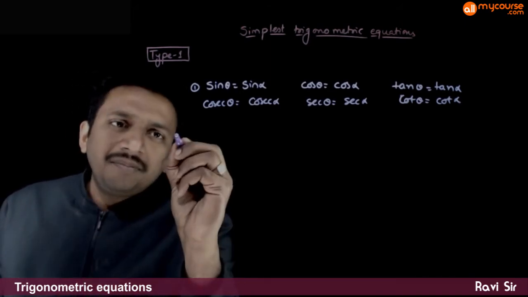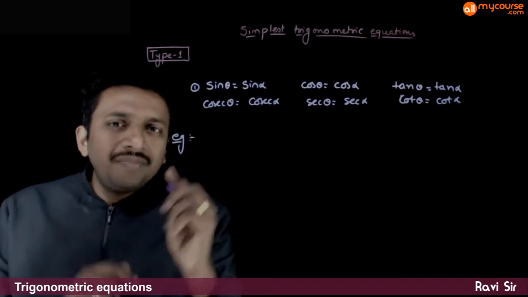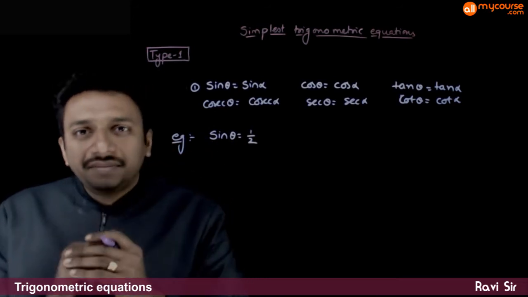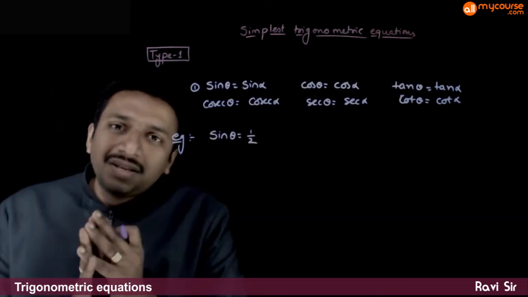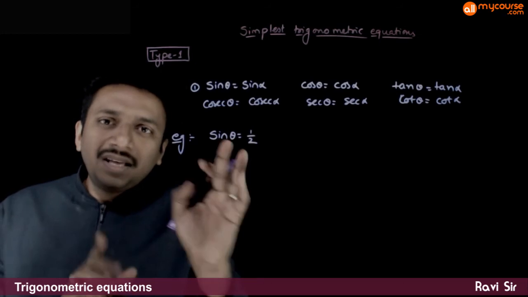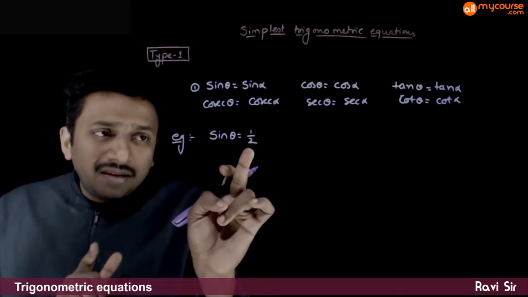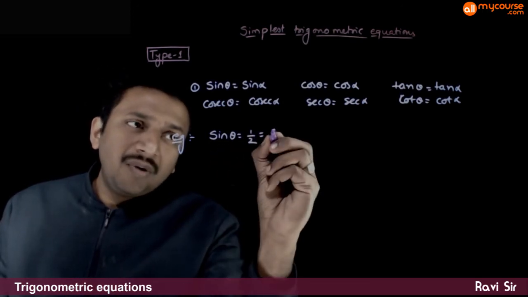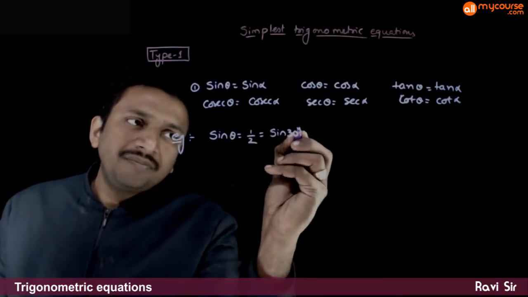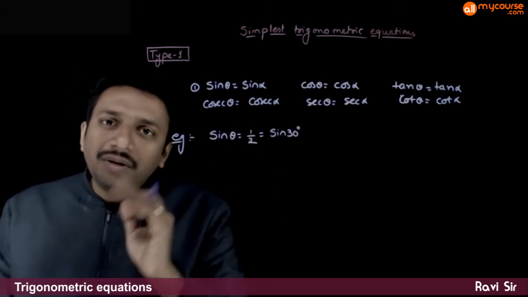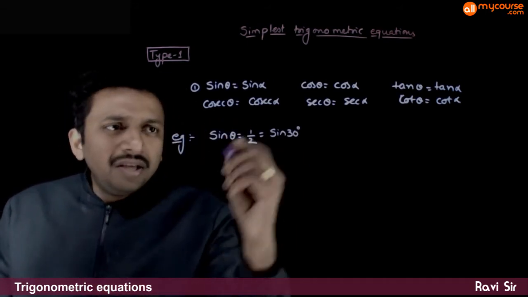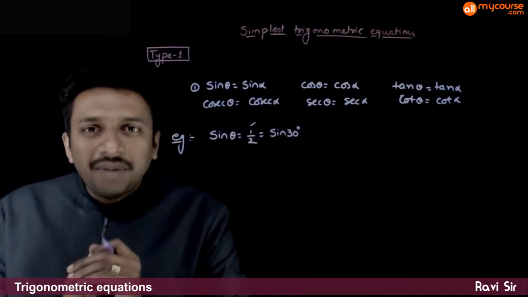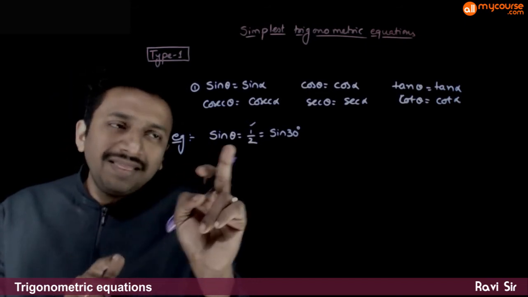For example, if you have a very simple trigonometric equation, sine theta is equal to half, how do we solve this trigonometric equation? Sine theta is equal to half, and you know this number half occurs when theta is equal to 30 degrees in the first quadrant, right? Sine theta is equal to sine 30 degrees effectively. Usually you will be given a number. You need to search for this angle from your knowledge of basic trigonometry. So sine theta is equal to sine 30.